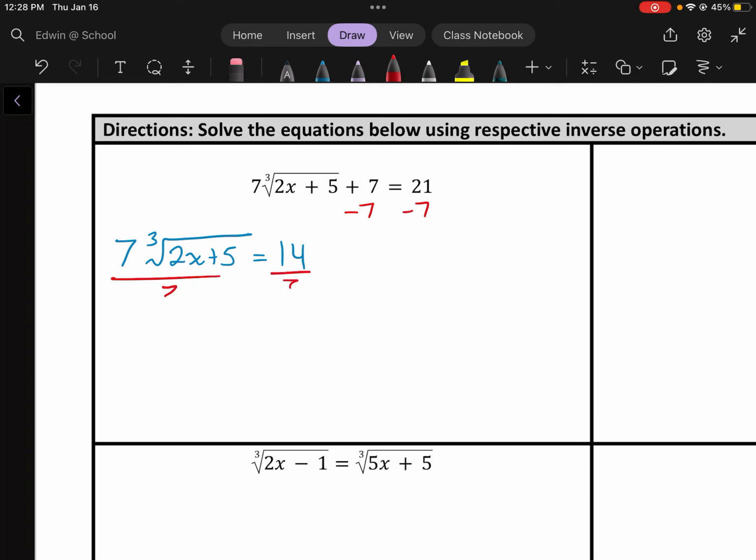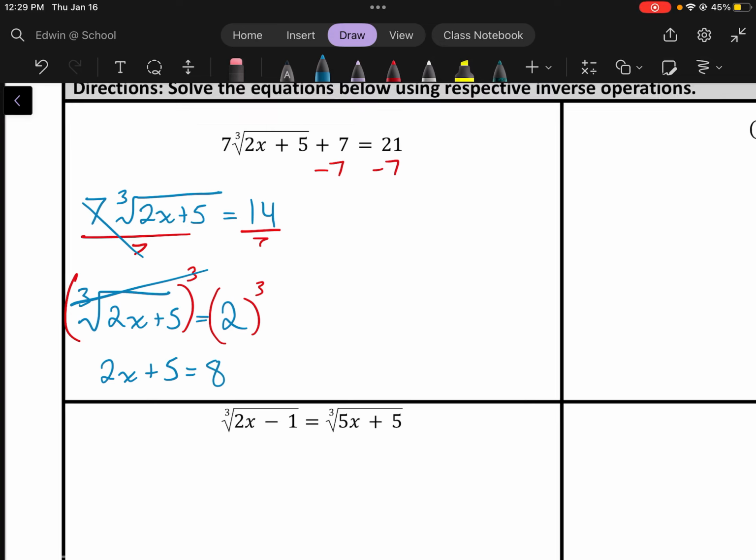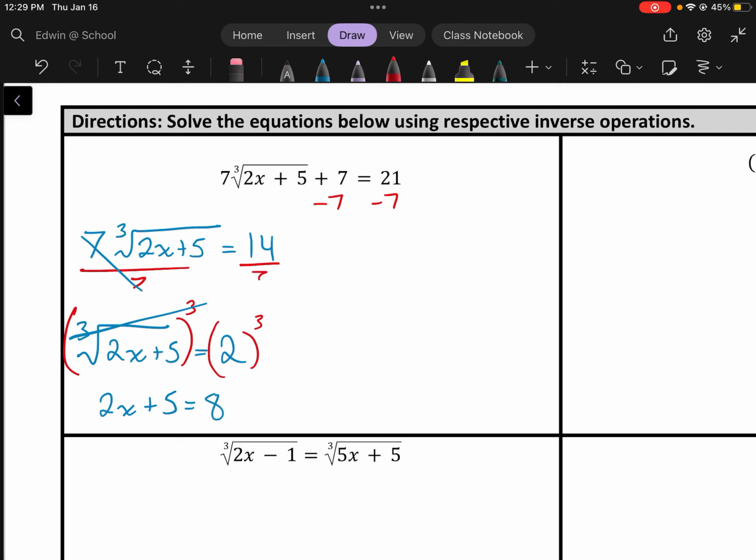Next step, 7 times all that, so I want to divide by 7. It's going to cancel that out. So now we got cube root of 2x plus 5 is equal to 14 divided by 7, which is 2. Next thing, we have cube root of all that. So now that we isolated, we want to cube both sides. So that's going to cancel out here. So we got 2x plus 5 is equal to 2 cubed, which is 8.